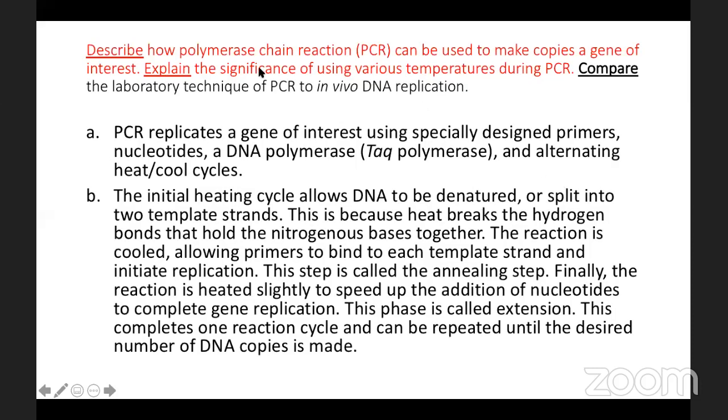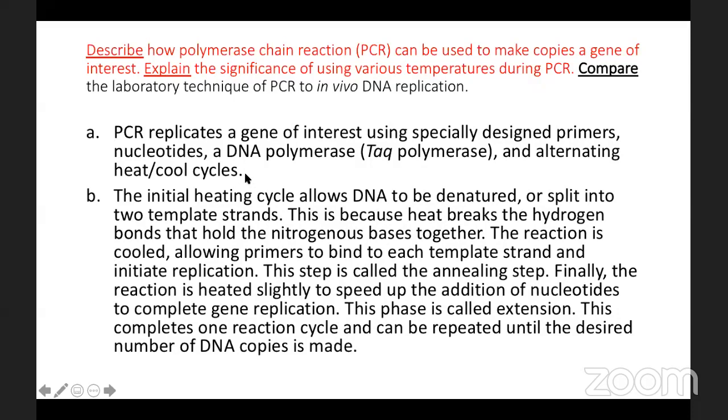So I would start again with these first two chunks. The first chunk just says, describe how polymerase chain reaction can be used to make copies of a gene. So all I'm going to do here is talk about what reagents we're using and what methods we're using, right? So very simple. I just said PCR replicates a gene of interest using special primers, nucleotides, DNA polymerase, and alternating heating and cooling cycles, right? That's really all you need here. So you don't really have to do more than what the question is asking you.